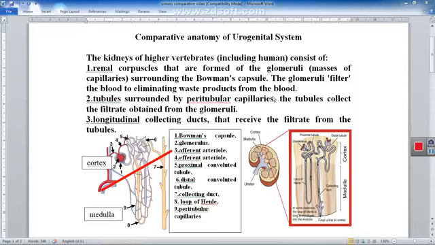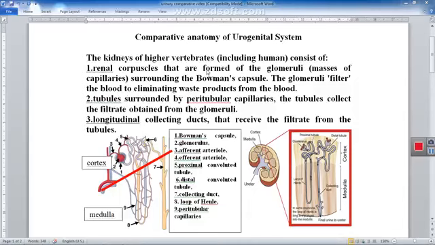I'm Professor Dr. Haider Jawad Mubarak. This is a presentation on the topic of comparative anatomy of the urogenital system, part of the curriculum of medical biology for the first class, second semester, College of Medicine, Al-Nahrain University.